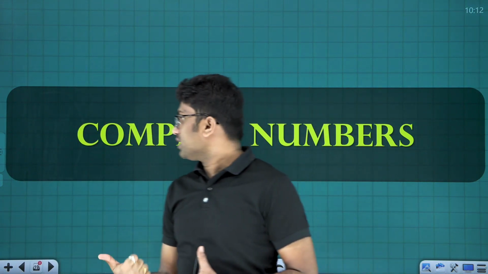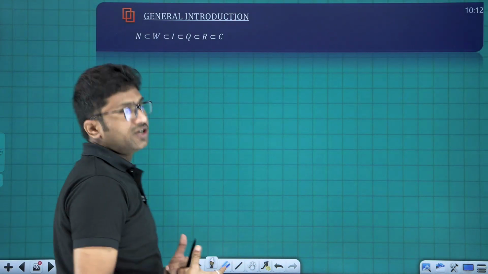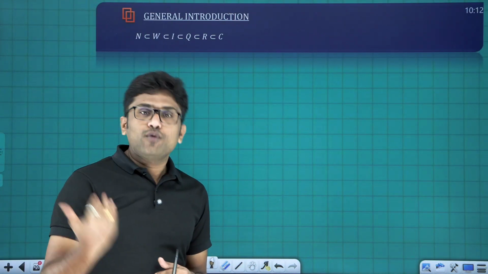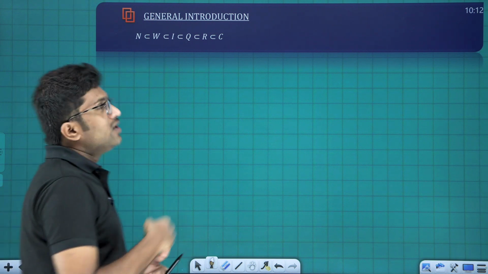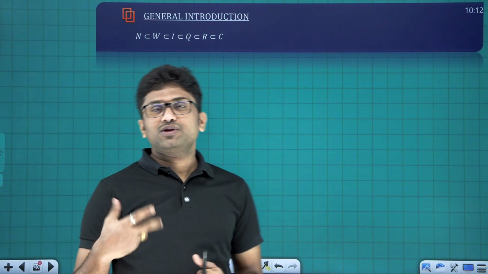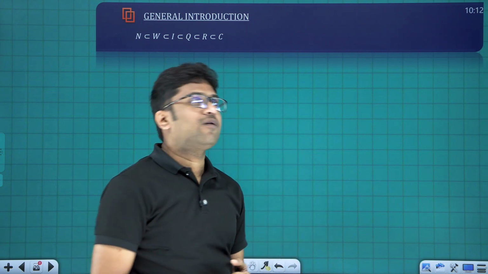Now we are entering into complex numbers, friends. So, coming to complex numbers, a general introduction. Natural numbers are a subset of whole numbers. Whole numbers are a subset of integers. Integers are a subset of rational numbers. Rational numbers are a subset of real numbers. Finally, real numbers are a subset of complex numbers.